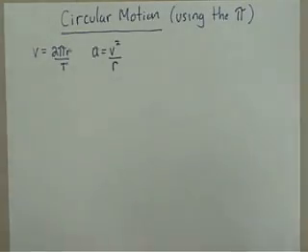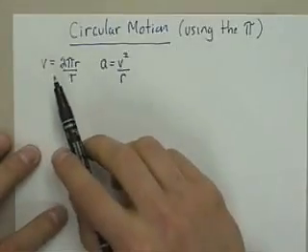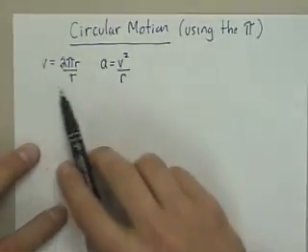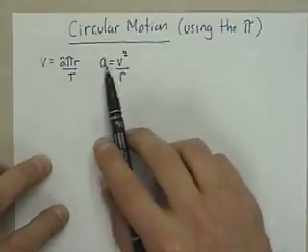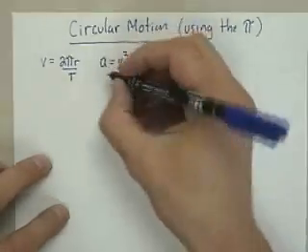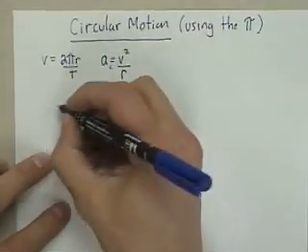Okay, I'm going to show you how to get these pi equations here. You know the linear equation for velocity, 2 pi r over the period, to go around a circle one time. And you know your circular motion formula for acceleration, AC, is v squared over r. It's just a simple substitution to derive this all out.